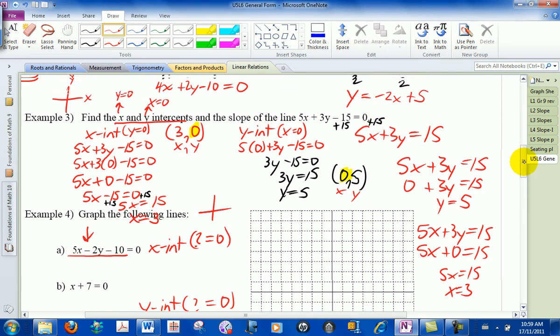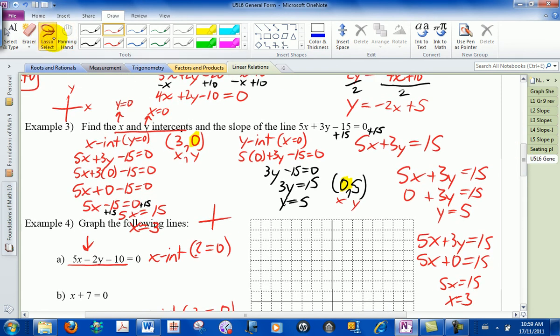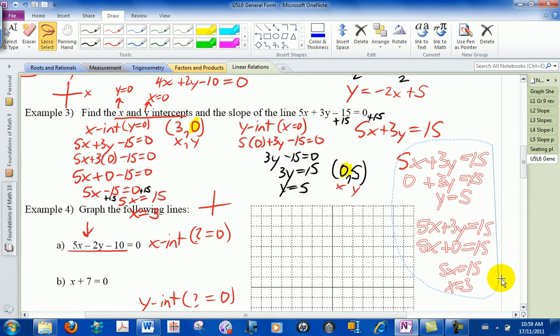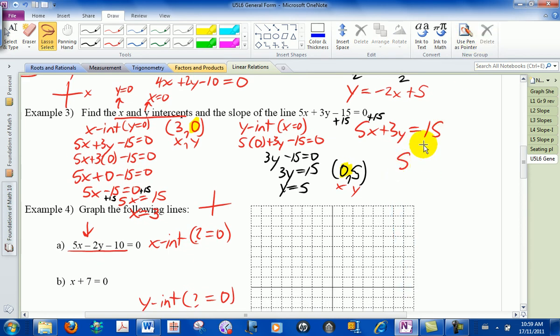Let's go back up to number 3. Okay. It says here to find the slope, and that's really important. What is the slope? How would you find the slope? 5x plus 3y minus 15 equals 0? What kind of equation do you have to turn it into to find the slope? Yeah, y equals mx plus b. Right? You're going to have to turn it into y equals mx plus b. For slope, you need to make it y equals mx plus b.